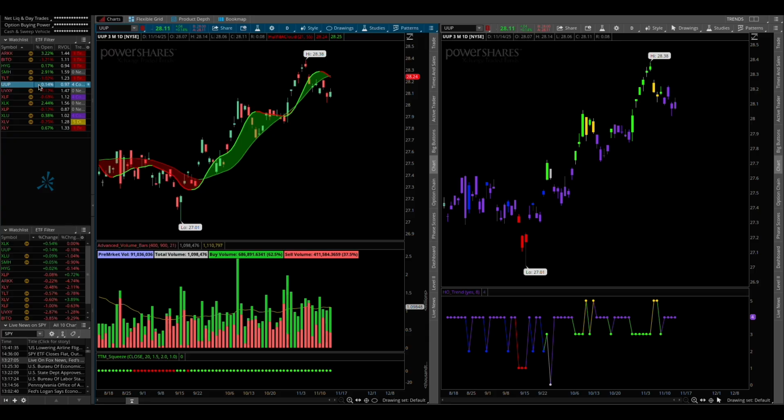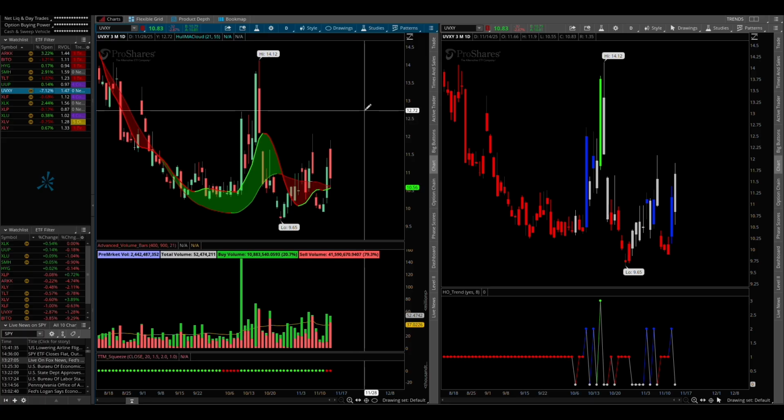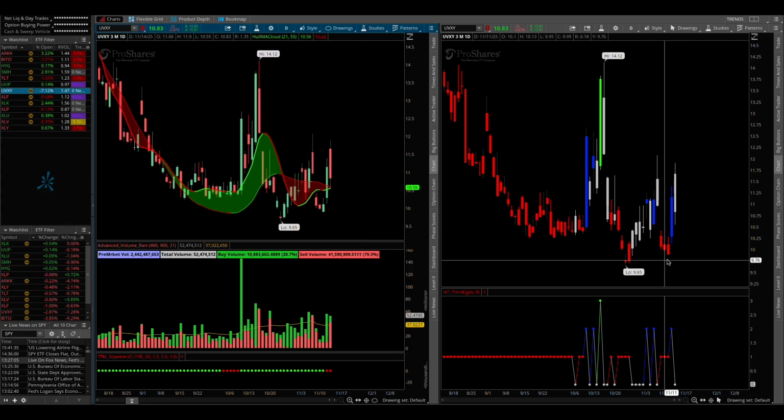UUP, you've got that, which is a dollar. Just been flagging out here, so maybe a potential flag here again. So look for a breakout. We had the high volume coming in, then volume has dropped off. UVXY, I do have that open just because that's a volatility ETF. Not much, just maybe a higher bottom potentially.